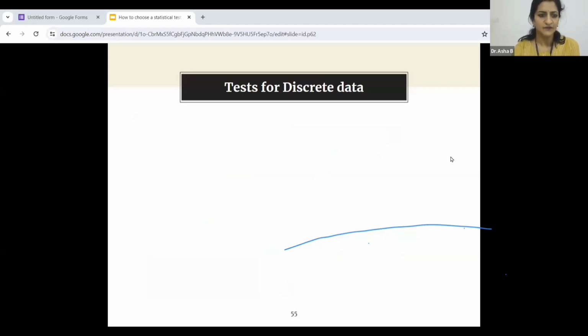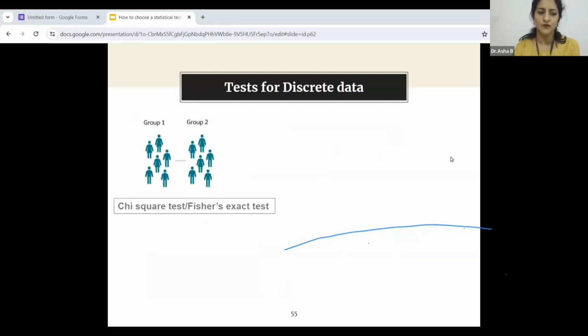Looking at a brief summary of tests for discrete data, when we have two groups, go for the chi-square test or Fisher's exact test based on the sample size. If the sample size is more than 30, or if no cell has a count of 5 or less, then go for chi-square. If the criteria are not met, then we have to go for Fisher's exact test.